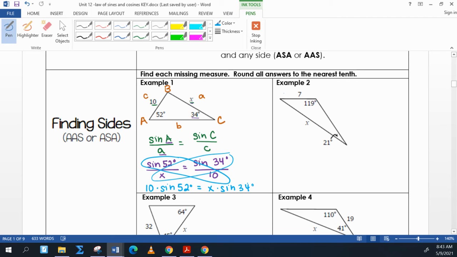And we're almost done. Remember, we're just trying to solve for this X. We want to get X by itself. So we're going to divide. Notice this sine of 34 is just multiplied to my X. So to undo it, we're just going to divide by that sine of 34 degrees, and plug this straight into your calculator.